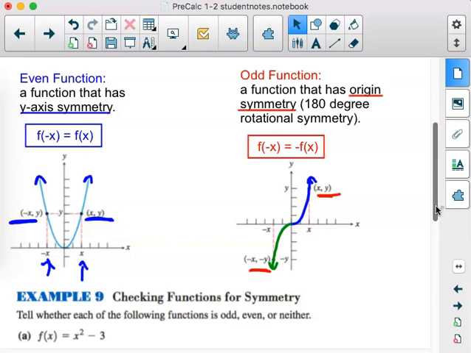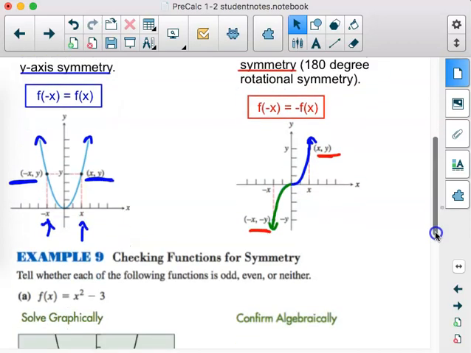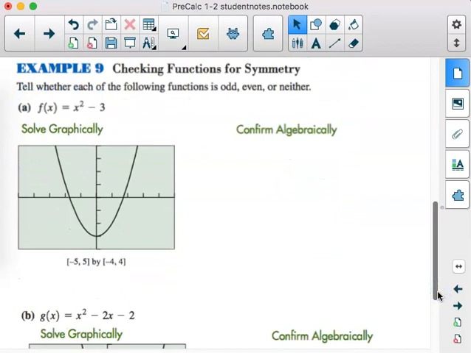And if we get exactly the same thing that we started with, we call it an even function. If we get the exact opposite of what we started with, we call it an odd function. Anything that's a mixture of the two, we just say neither. It's not even, it's not odd. Might be some other kind of symmetry, but we're not studying those. We're studying even and odd symmetry. So each of the things we're doing today has been a big chunk in knowing a lot of information about functions. Tell whether each of the following functions is odd, even, or neither.